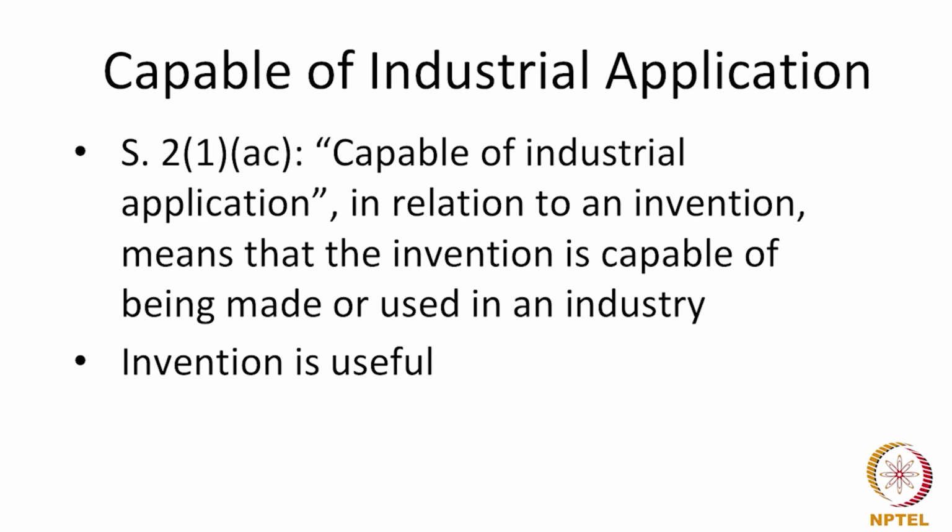Now, the alternative word for capable of industrial application is utility, that the invention is useful. Usefulness is tied to industrial application. There is a reason for this, because the industry as we understand it is a place where things are mass produced. You can replicate things in a large number, and duplication of things on an industrial scale means there is an assembly line of production and things can be duplicated in great number.